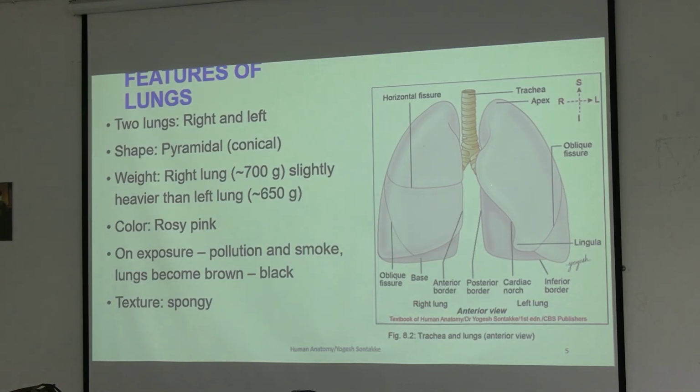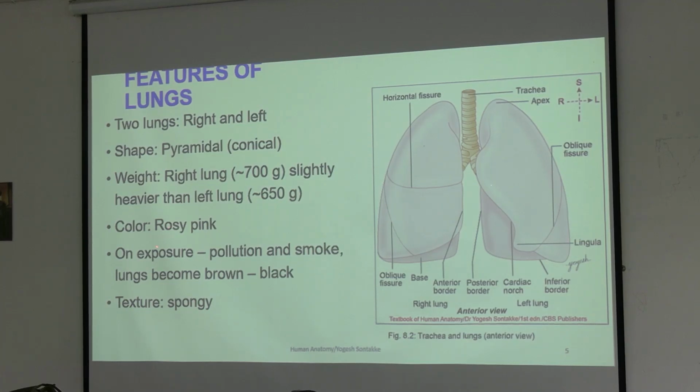Now you see the features of the lung. What are the features? Two lungs, right and left. Shape pyramidal and conical. Now weight. The right lung weighs 700 grams, slightly heavier than the left lung, 650 grams.